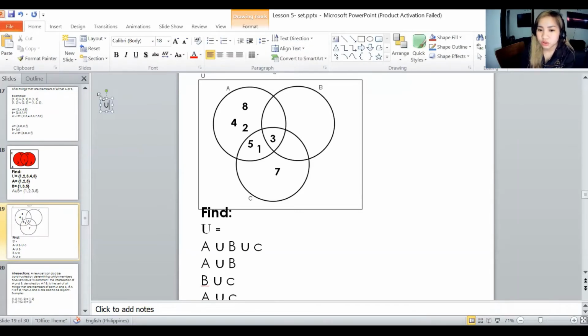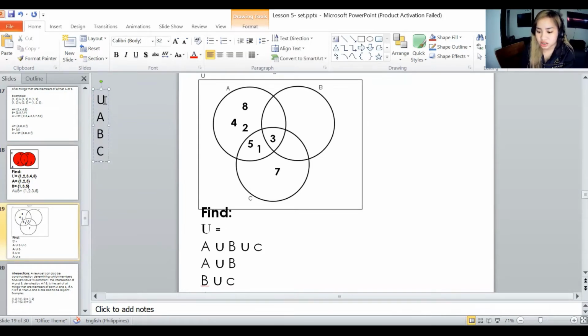So, we have U or universal. Also, we have set A, set B, tsaka set C. Set A, B, tsaka C. So, define muna natin or hanapin muna natin yung elements under ni universal. Lahat po ng elements sa loob ng rectangle is elements ni universal. So, unahin natin yung pinakamaliit. Meron po bang 1 dito sa loob ng rectangle? Meron. So, sulat natin 1.